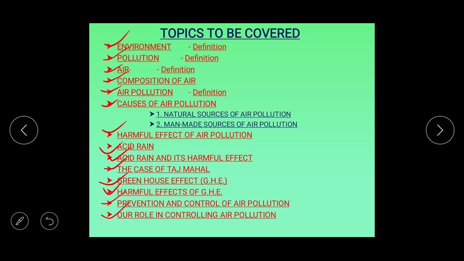We know it would be possible when air and water are fresh, or our surrounding is fresh, or we can say our environment is green, clean and pollution free. So children, we do understand that a clean, green and pollution free environment keeps us happy and healthy.